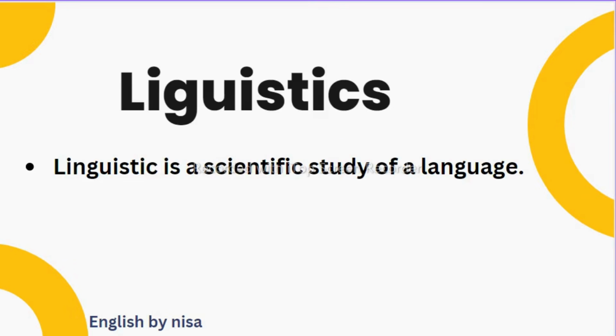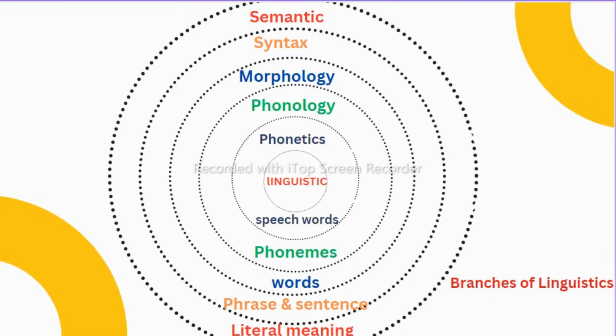So as I told you, let's see the branches of this linguistics. Linguistics has these many branches. So let's see one by one. In brief I will explain you, then we'll move to our today's lesson, that is monophthongs. So let's see first the speech of the words.